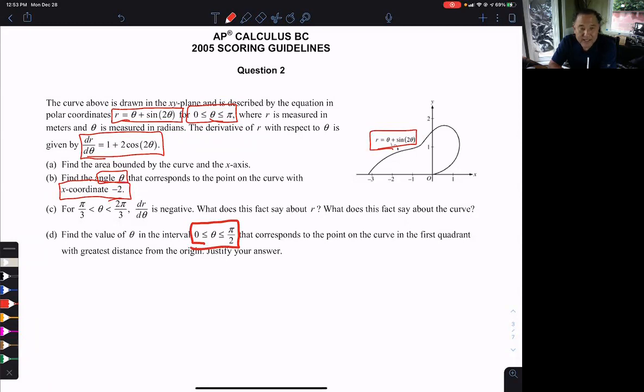So what tells us the distance from the origin? R. R is the distance from the origin. So your radius is that distance. In other words, you want to maximize R, maximum radius. Now we can tell that R is always positive. We don't have to worry about negative.